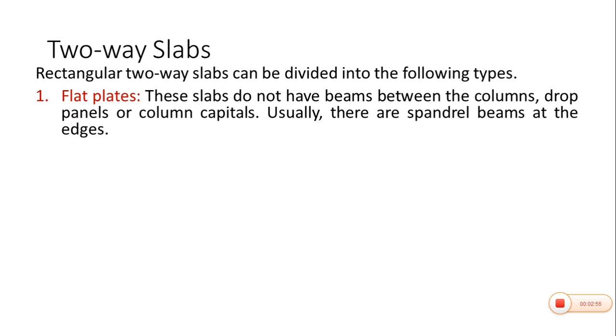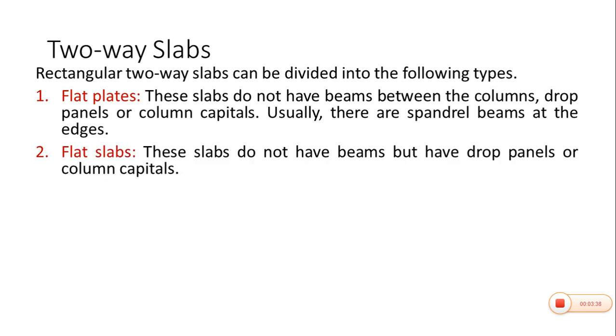These slabs do not have beams between the columns. The drop panels or the column capitals are also absent in these flat plates. Usually there are spandrel beams at the edges. If we compare the flat plate with the regular RCC slab, it doesn't have any beams, and it doesn't have the column caps, column capitals or drop panels. It only usually has the spandrel beams at the edges.